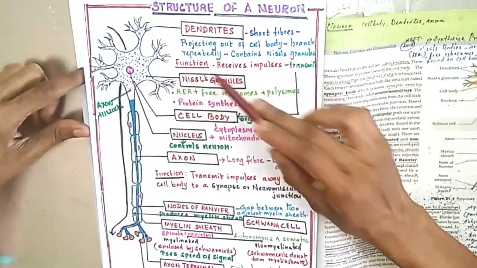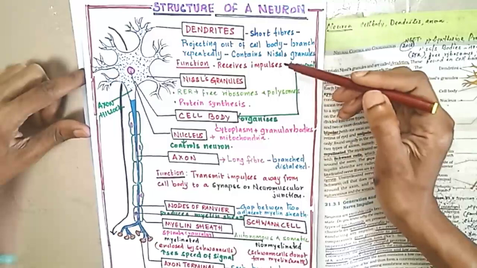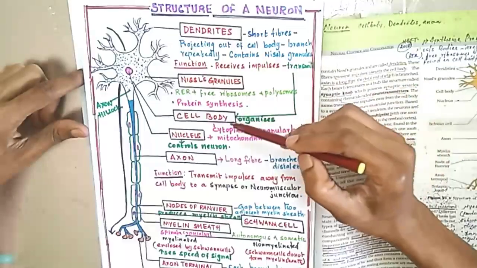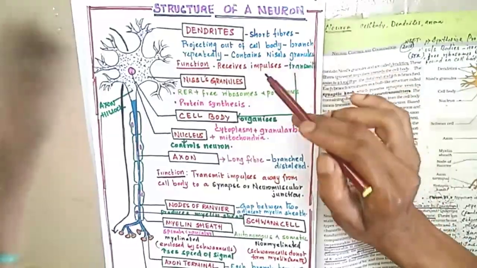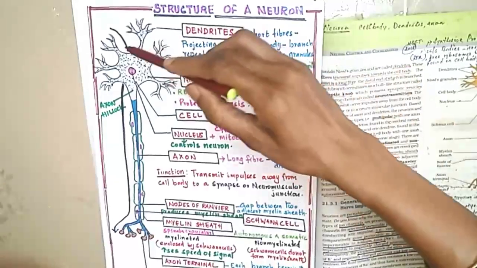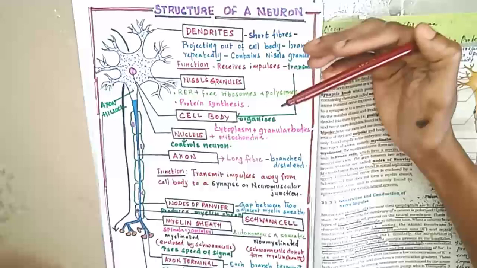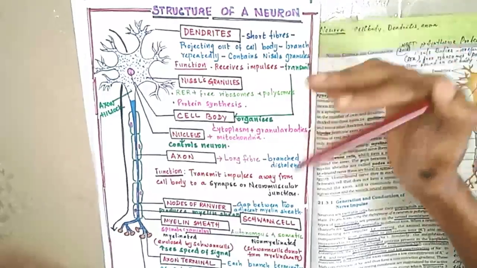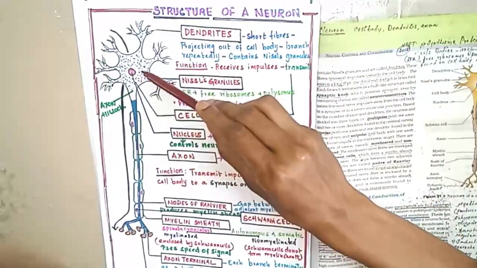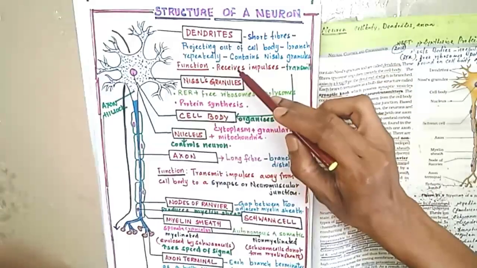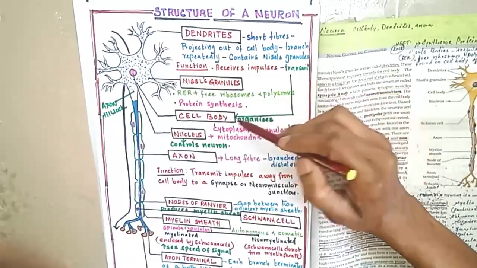Next, what is the function of dendrites? It receives impulses and transmits the impulses towards the cell body. Impulse means nothing but messages. The message which it receives from the surrounding environment, the changes which the neuron finds out, it converts that into impulse and delivers to the cell body. So it receives impulses and transmits to the cell body.